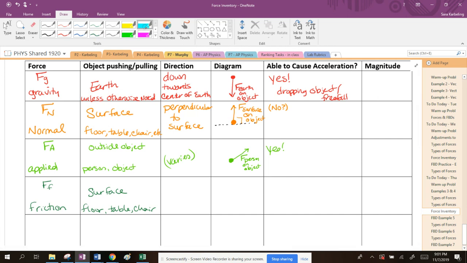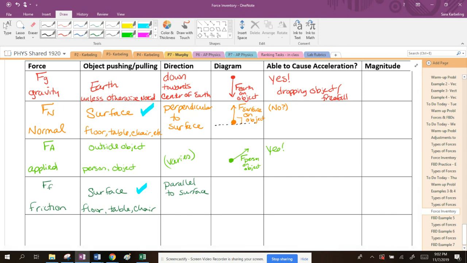You may notice that we have surface here and we have surface here. Indeed, the surface actually can cause more than one type of force. The normal force we said was perpendicular. The surface force in friction is always acting parallel to the surface.